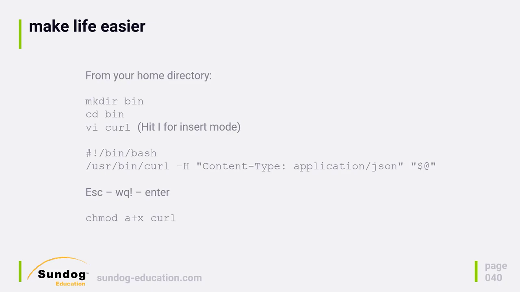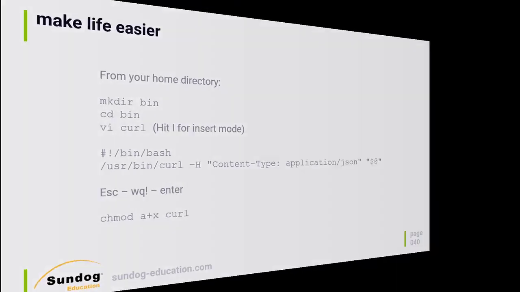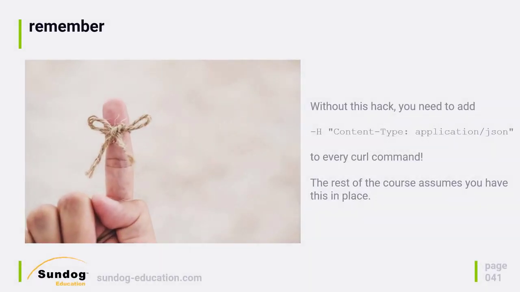So by doing that and then changing the permissions on this script to be executable, what will happen is that Ubuntu will use the version of the script that's under our home directory's bin folder before it uses the real curl command, and our script will automatically add that -H content type application/json to every curl command that we enter. So that just saves us a lot of typing going forward. Now remember, without this hack in place, you will need to add -H content type application/json to every single curl command in this course.